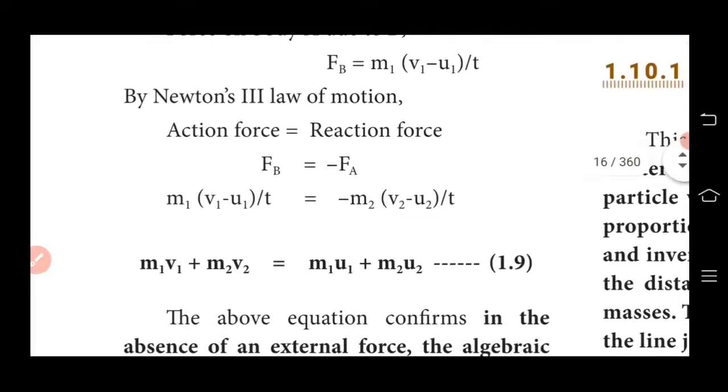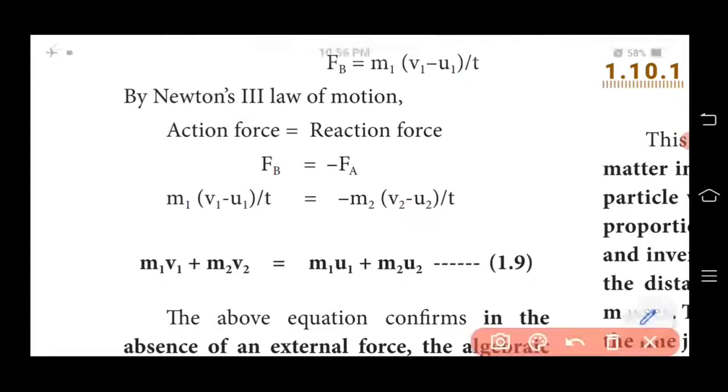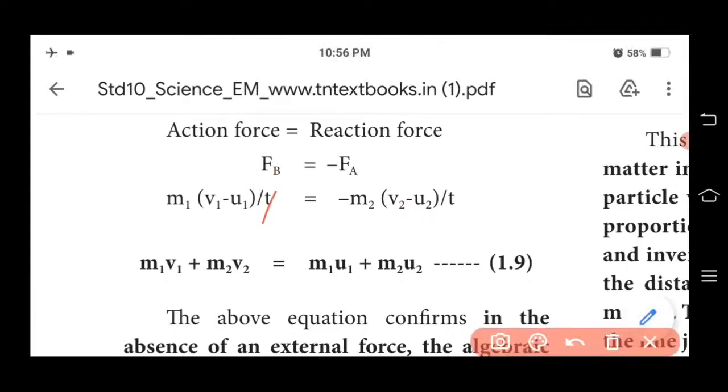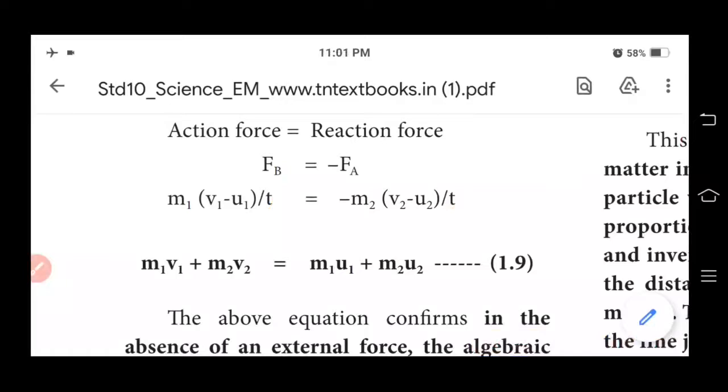Here T is constant for both terms, so the T term is cancelled. So the equation changes to m1 v1 plus m2 v2 equal to m1 into u1 plus m2 into u2.